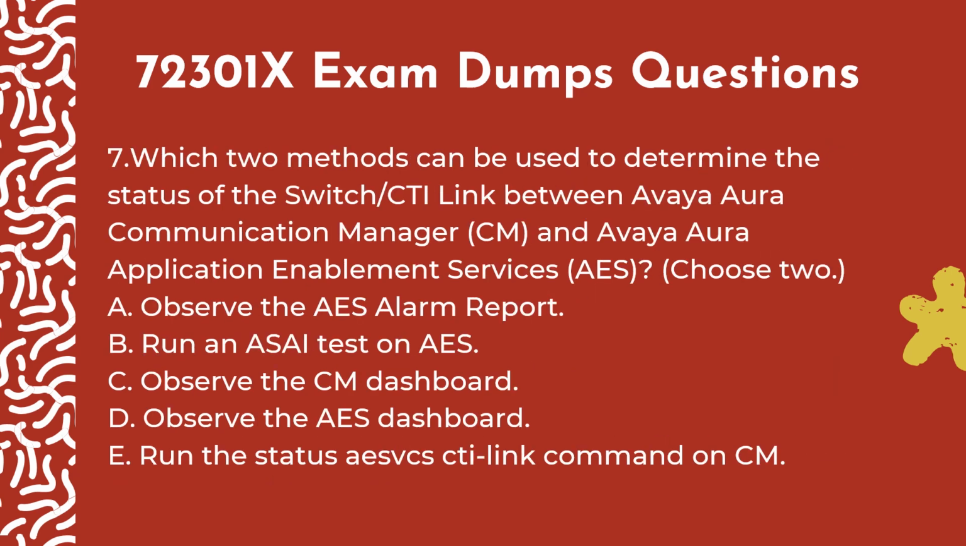7. Which two methods can be used to determine the status of the switch CTI link between Avaya Aura Communication Manager (CM) and Avaya Aura Application Enablement Services (AES)? Choose 2. A. Observe the AES alarm report. B. Run an ASI test on AES. C. Observe the CM dashboard. D. Observe the AES dashboard. E. Run the status aesvcs cti-link command on CM.